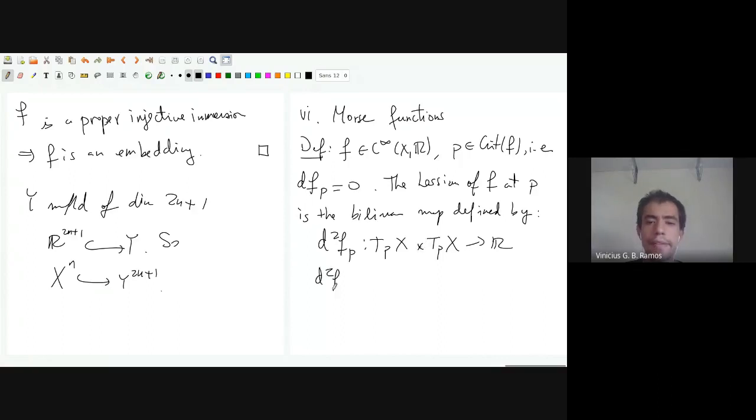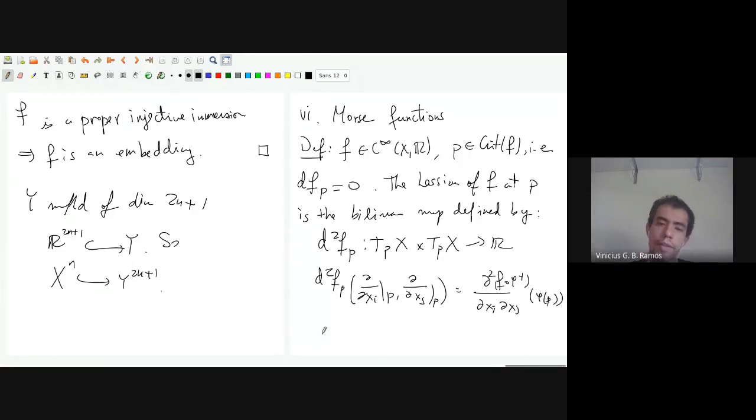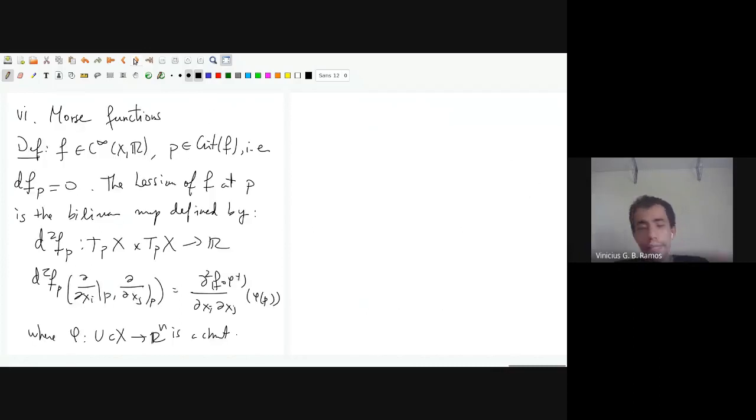And I'm going to define it on a basis. If you take ∂/∂x_i at p and ∂/∂x_j at p, this is just ∂²(f∘φ⁻¹)/∂x_i∂x_j at φ(p), where φ is a chart to R^n. So it's just the second derivative. The second derivative matrix gives rise to a bilinear map.